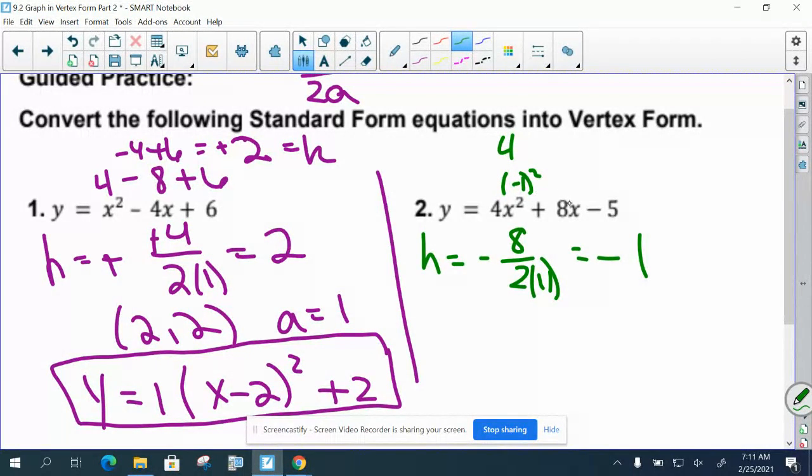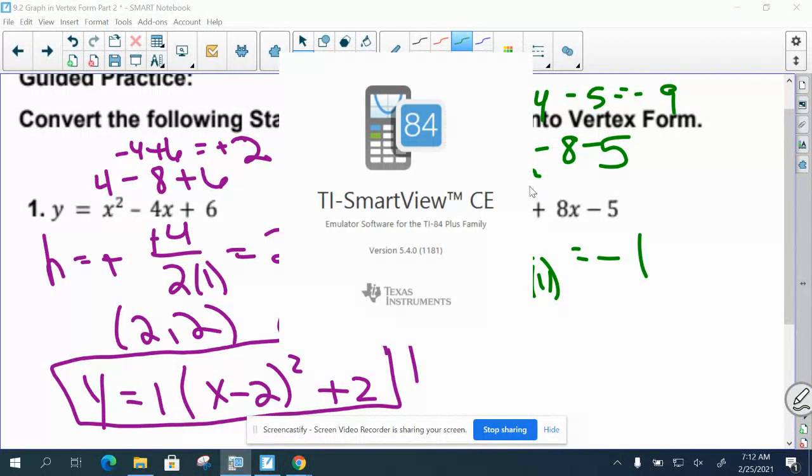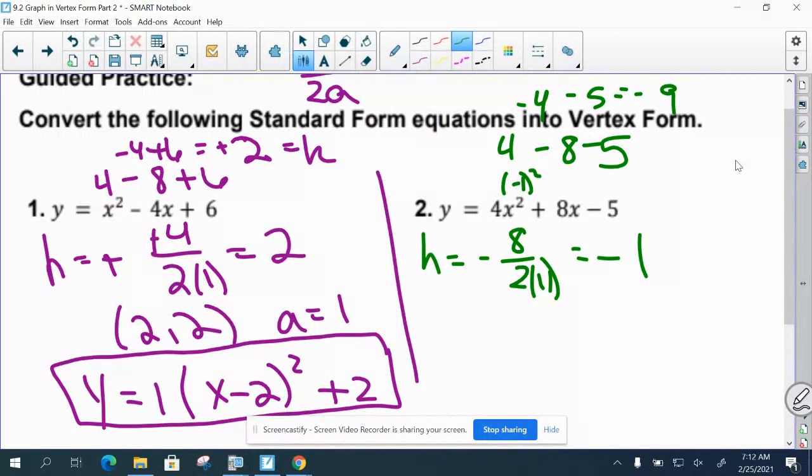So this would just be 4. And then plus 8 times negative 1, which is minus 8, minus 5. 4 minus 8 is negative 4. Minus 5 is negative 9. And you can always just plug this into your calculator, like 4 parentheses negative 1 squared plus 8 parentheses negative 1 minus 5, which is what we've done in the past when finding the y-coordinate.